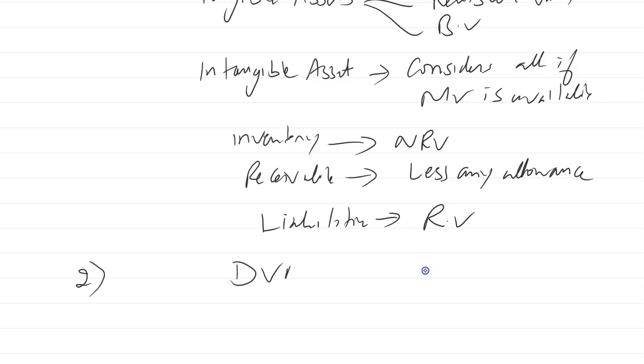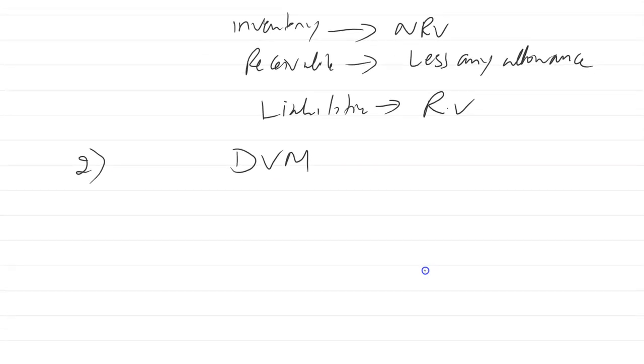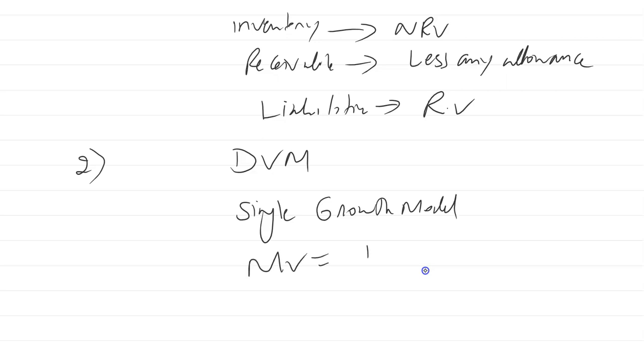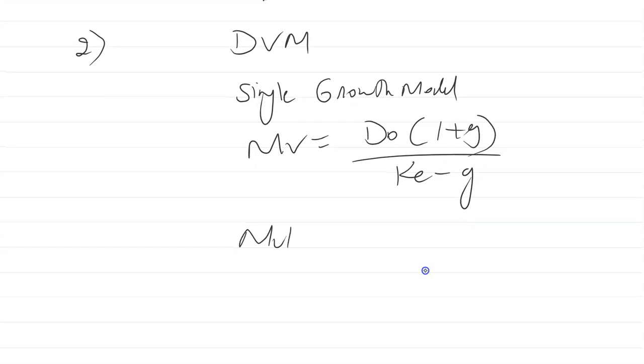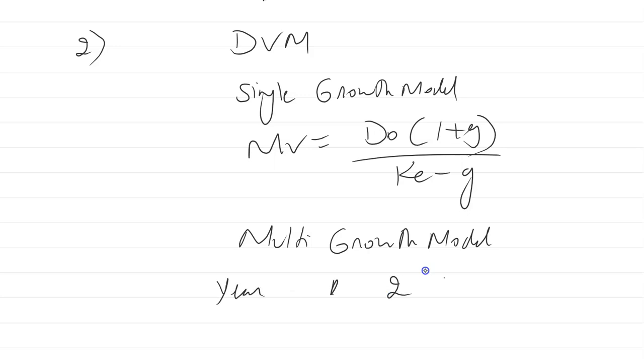Second method is DVM. It can be tested in exam in two ways. Single growth model, that is market value is equal to D naught into 1 plus g divided by cost of equity minus g. And second is multi-growth model, and that is, you have to do calculation for a few years.